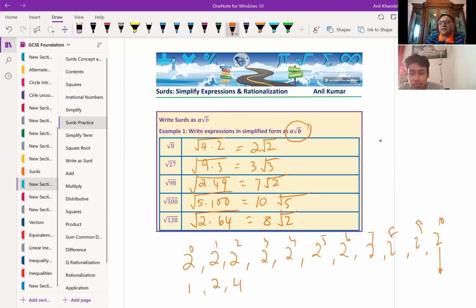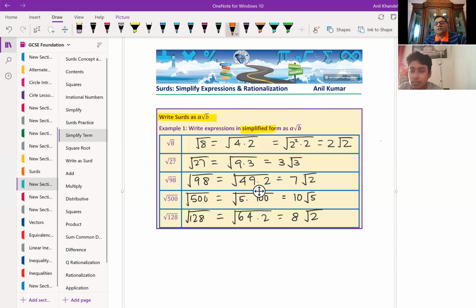2 to the power of 10 is 1024, a kilo. So this is a good pattern to remember. Similarly, for 3s, at least up to 3 to the power of 5. Is that okay? Okay, sir. It helps. Now, this is how we simplified it. We just did it, right?